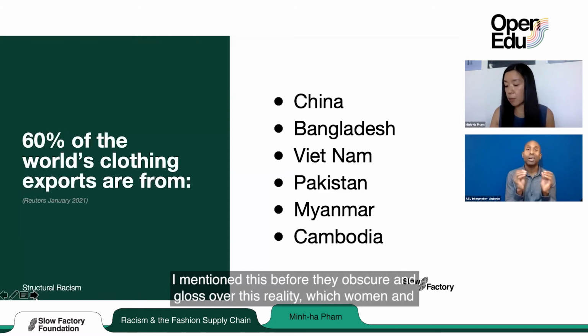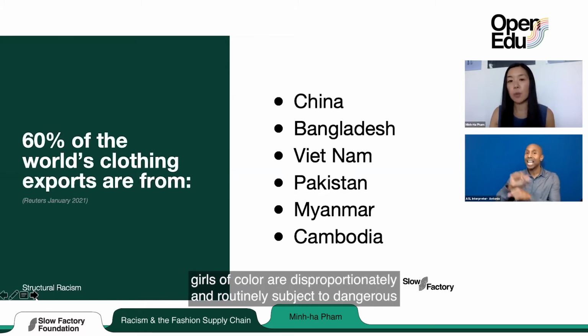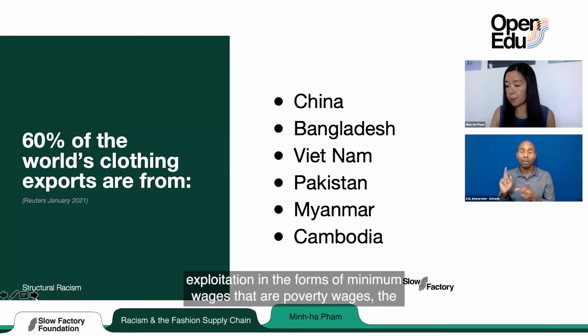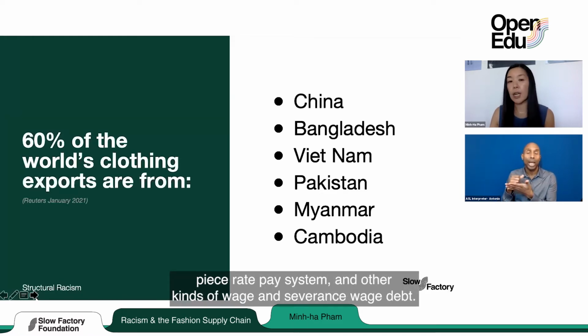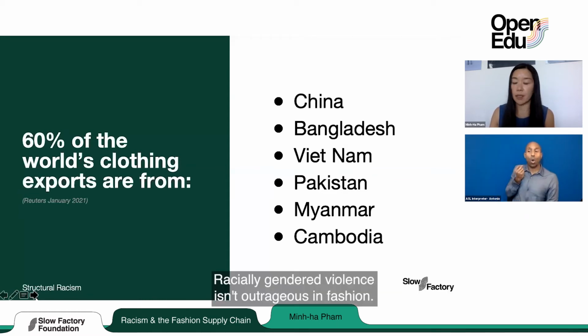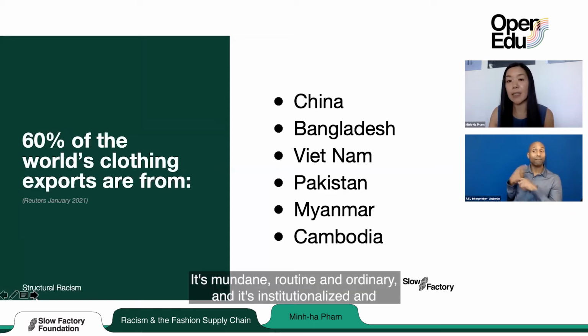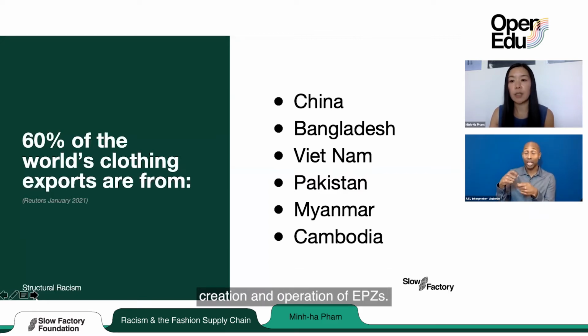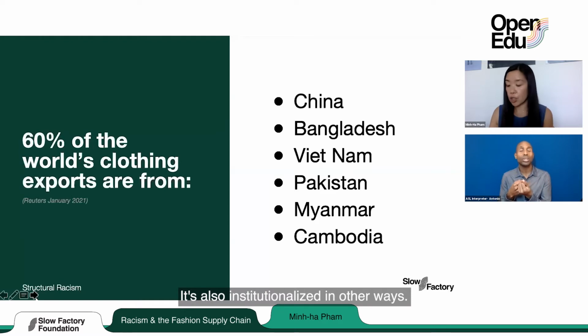More often than not, I mentioned this before, they obscure and gloss over this reality in which women and girls of color are disproportionately and routinely subject to dangerous work environments, physical, sexual, and verbal abuse, and legally permitted exploitation in the forms of minimum wages that are poverty wages, the piece rate pay system, and other kinds of wage and severance wage theft. Racially gendered violence isn't outrageous in fashion. It's mundane, routine, and ordinary, and it's institutionalized and normalized in international trade and labor laws that underpin the creation and operation of EPZs. It's also institutionalized in other ways.